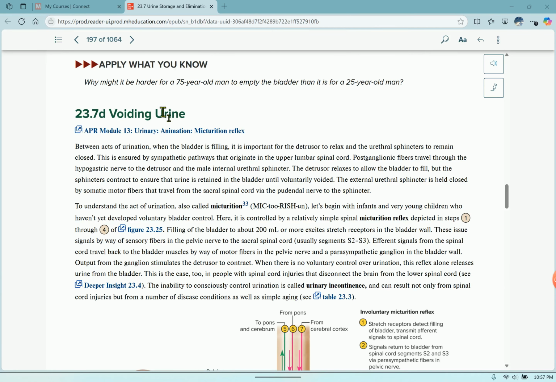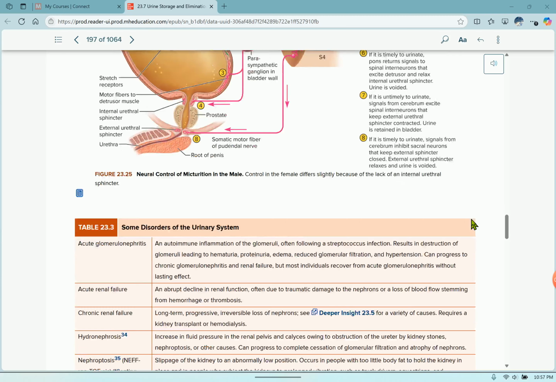All right, some fancy words for urinating are voiding or urinating or micturition. Okay, that's the ability to relieve yourself, so go to the bathroom.